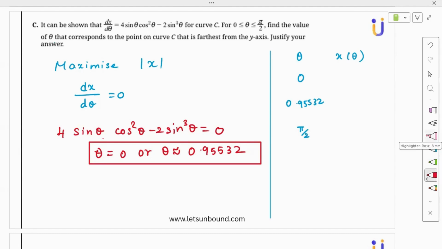What is x of theta? Okay, what is x actually? It's r cos theta, correct? x is r cos theta. What is my r? r is 2 sine square theta cos theta. So I'm going to plug in this. Again, I need calculator help here to solve further. So let's go to Desmos.